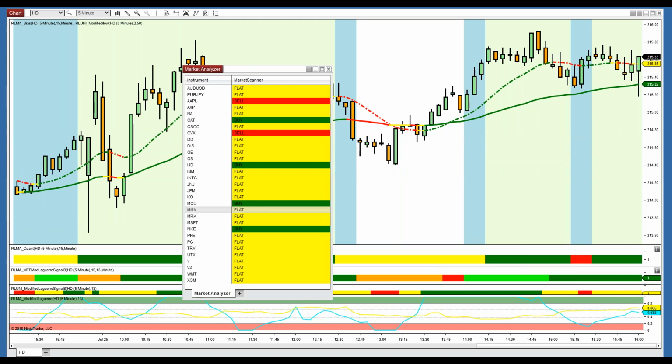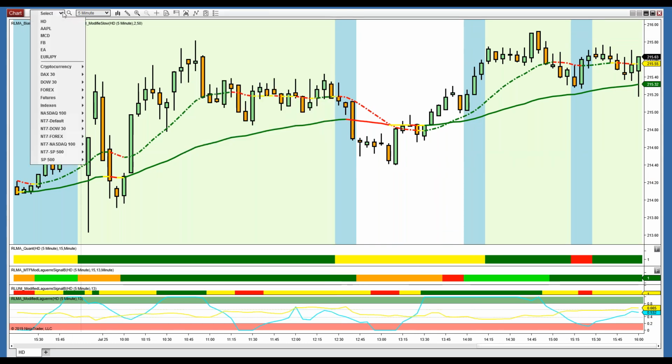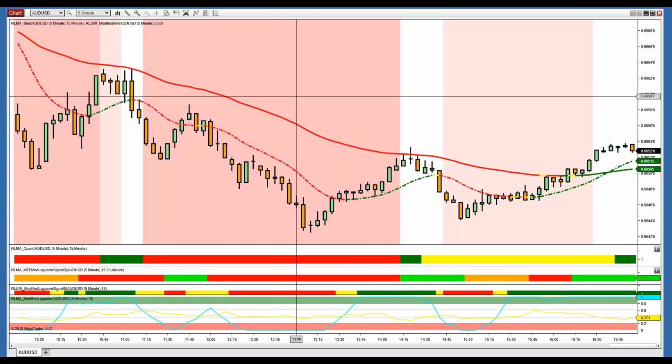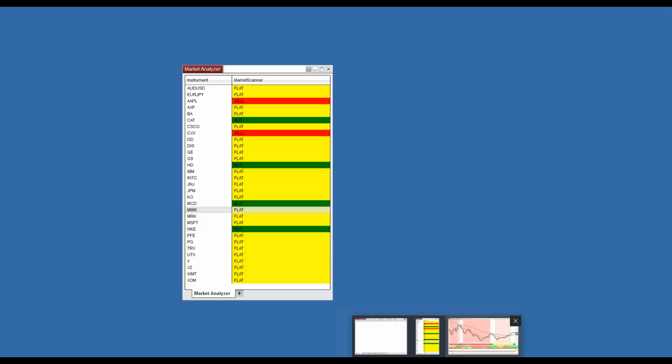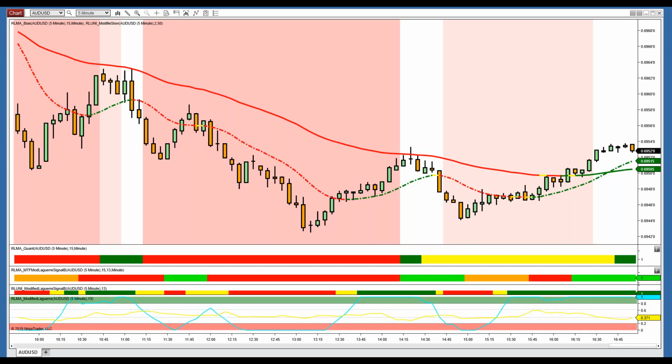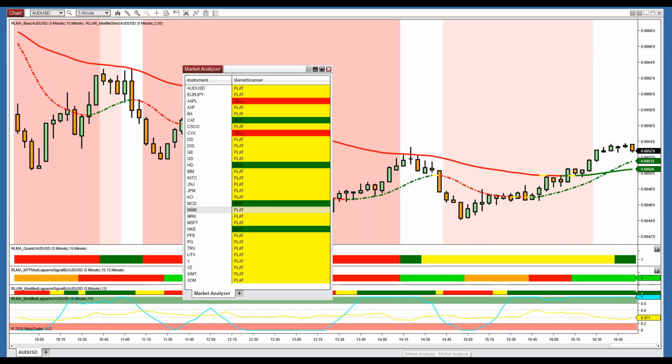Now, let me make sure that I have, let me add to my connections. Oh, I have my FX data feed. So let's take a look at the Aussie dollar. Here it is. Whoops, that was the chart. Hold on a second here. All right. Now the Aussie dollar is flat.